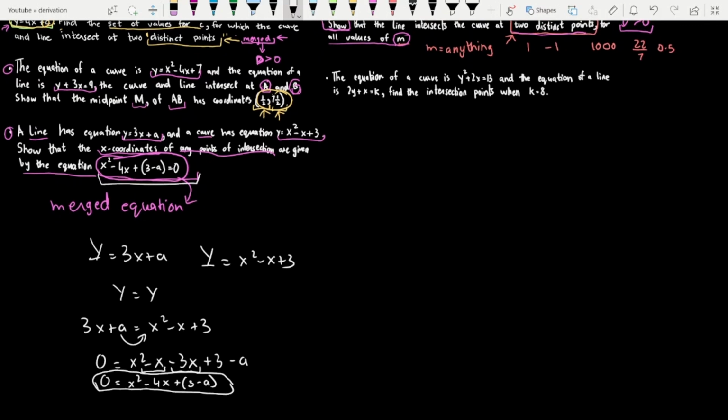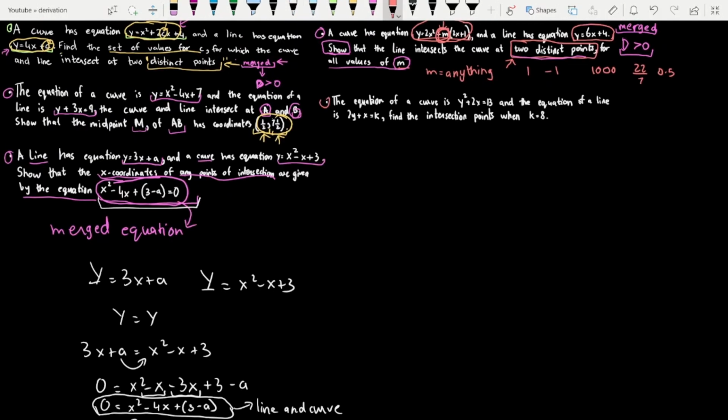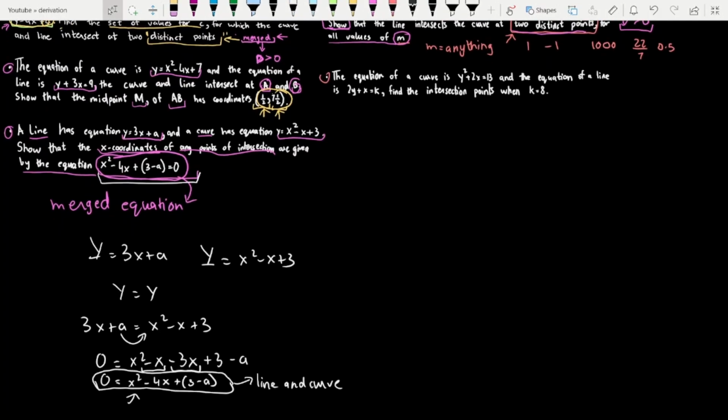Now this thing right over here is going to give you the x-coordinates of the intersection points between your line and the curve. So the merged equation, they were basically asking for the merged equation, and we found that over here. Now we move over to our last question, and it says that the equation of a curve is this thing, and then the equation of a line is basically this thing.